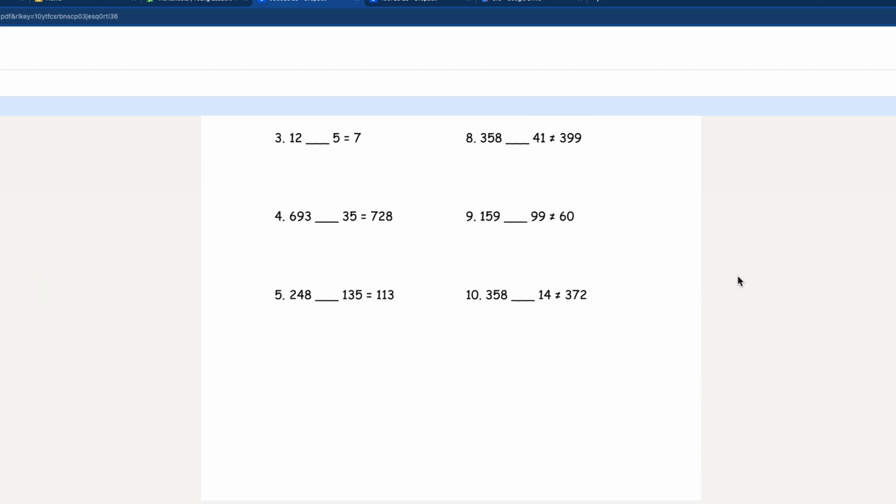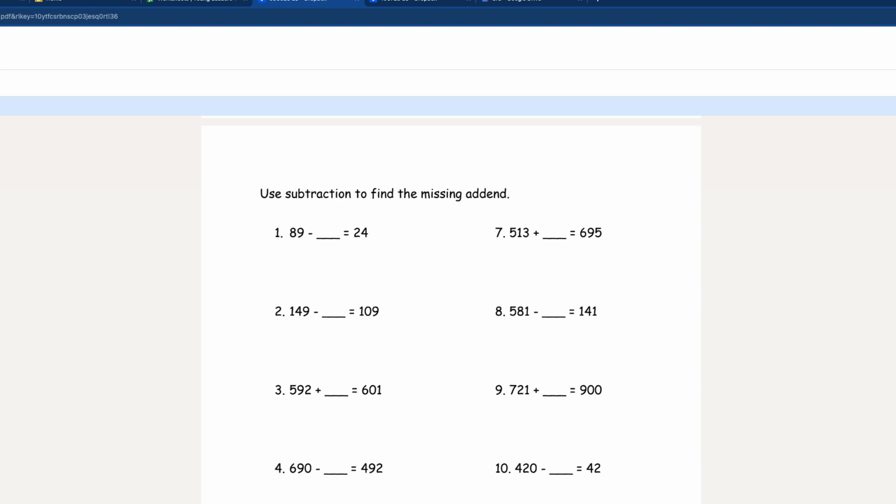All right, moving on to these problems. You're gonna do 1, 2, 7, and 8. Use subtraction to find the missing atom, the missing value in the center. In order to find this, we could just subtract 89 minus 24. So 9 minus 4 is 5. 8 minus 2 is 6. So 89 minus 65 should equal 24. So that's going to be your answer for number 1.